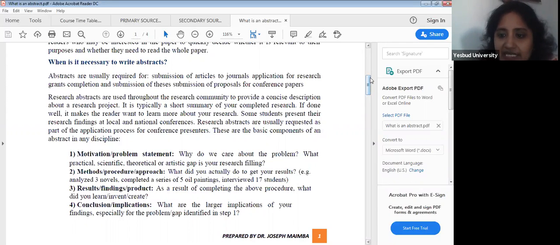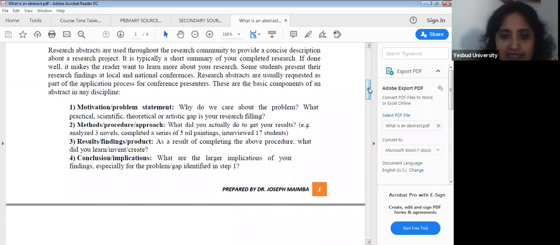Now, some basic components which we will use to abstract in any discipline, like the motivation or the problem statement. Why do we care about the problem? About the problem which we are going to study here, why are we caring about that? You have to keep this question in mind and you have to answer this question.